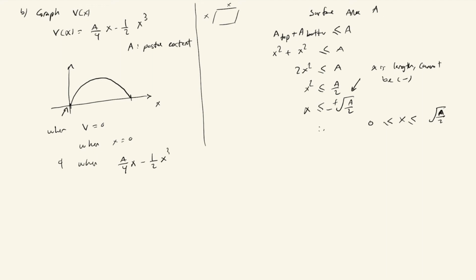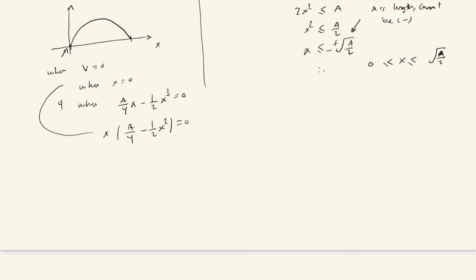So the first scenario is when x equals 0, that is the first term. Now the second is when A over 4 minus one half x squared equals 0. Here I'm going to solve for x, so I'm going to move the first term to the other side, and then I'm going to multiply by 2 both sides.